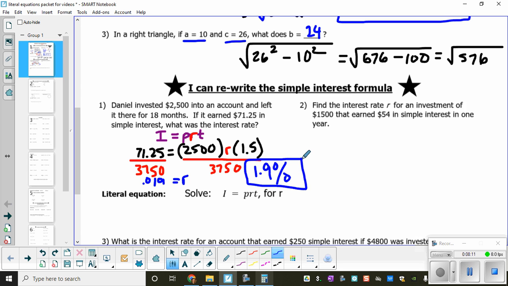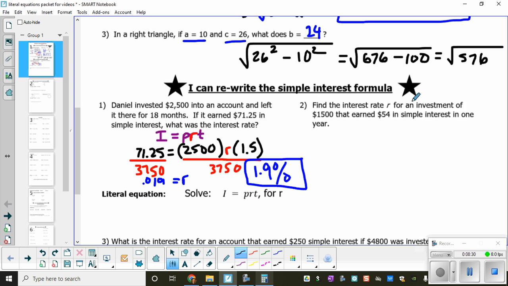All right. So these were the annoying types of problems where I gave you P, T, and the interest earned, and you had to solve for the rate right there in the middle. And to do that, we just divided this number over here by the product of P times T, which was 3750. Let's see it again one more time.